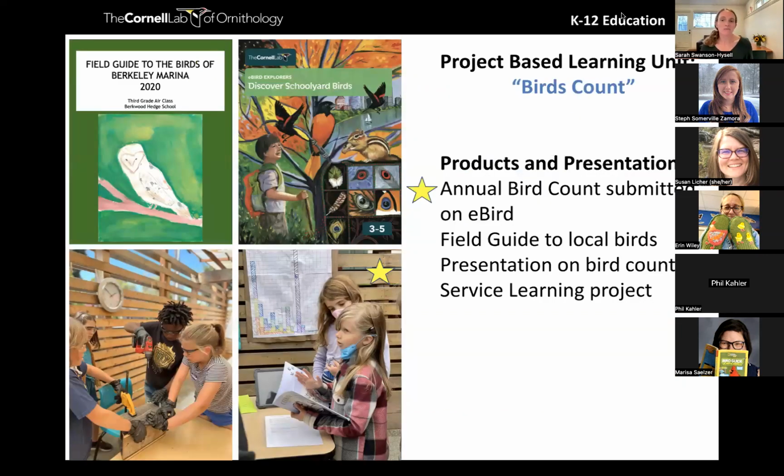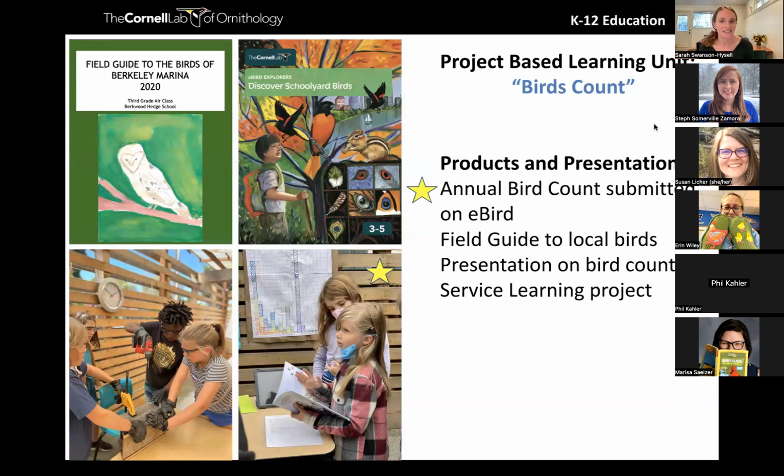So the third grade project, which we titled Birds Count, has several components, and that includes creating a field guide with original art. The kids did research on local birds. We did a mathematical exploration of the data we collected, and we also had a service learning component. For today, I'm just going to focus on the component that took us outdoors, which was the bird count.